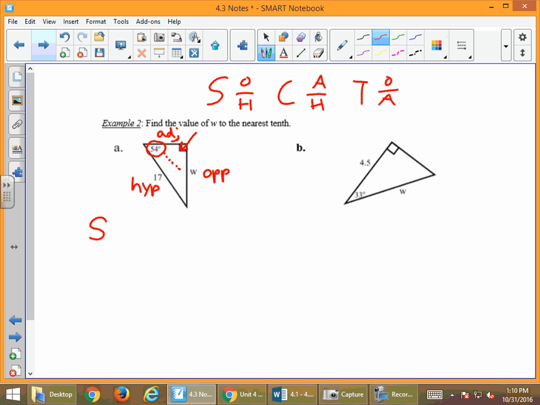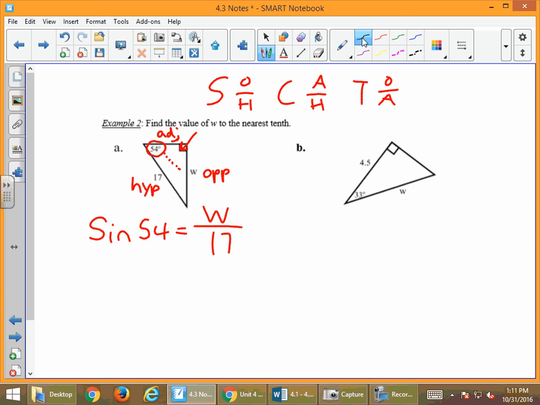So we're going to say sine of the angle, because that's where we always started. What angle did I start with? 54. So sine 54 is equal to my ratio, opposite over hypotenuse. W over 17. W is my opposite. Hypotenuse is 17. Now, we're going to have to solve this, because we're trying to ultimately solve for what W is, that missing side.